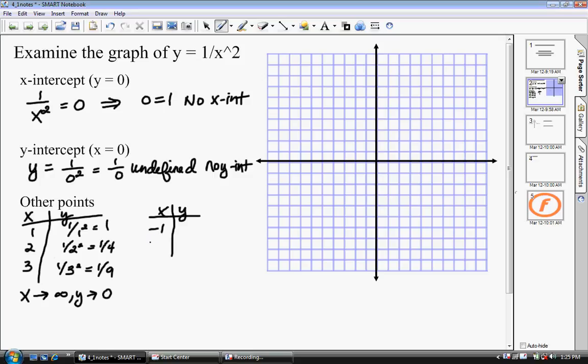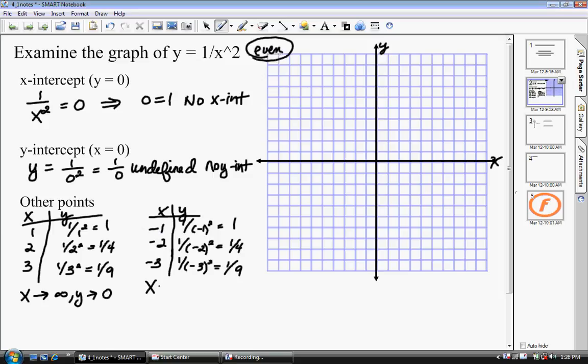What if we have values that are negative? So if we put in negative 1, negative 2, and negative 3, well, 1 over negative 1 squared is 1 over 1, or 1. 1 over negative 2 squared is 1 over 4. 1 over negative 3 squared is 1 over 9. So do you notice something interesting here? Opposite values of x have the same or equal y values. Do you remember this is called an even function? Even functions have the property that they're symmetric with respect to the y-axis. So we'll see that here.